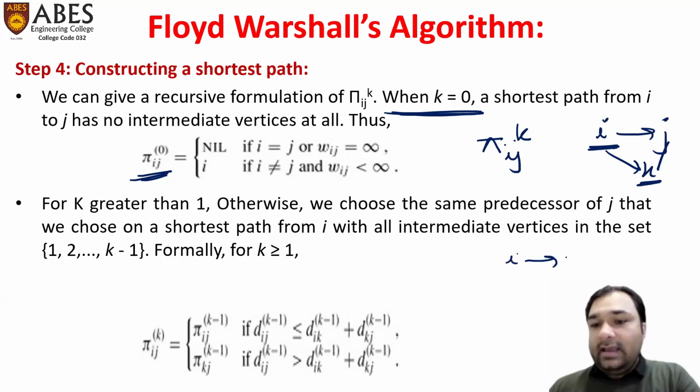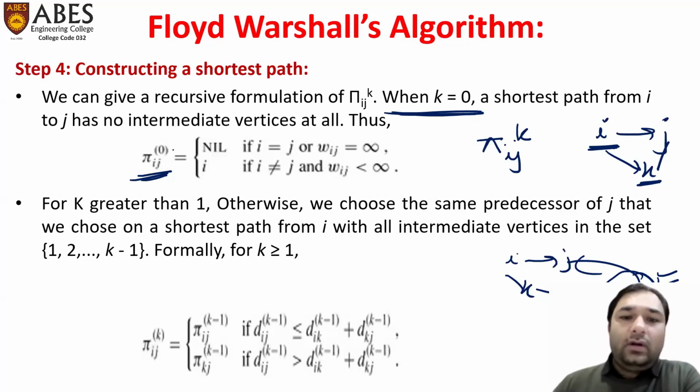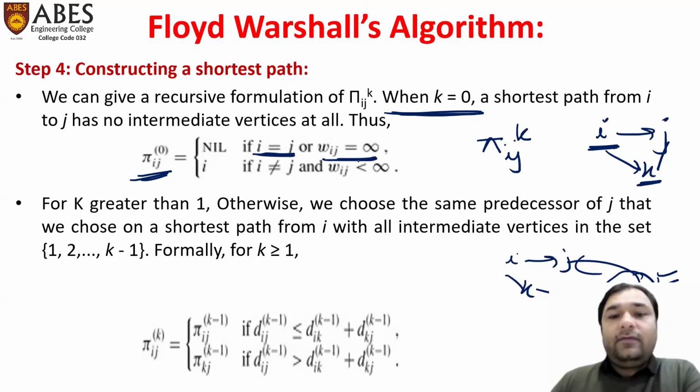If we are going from i to j, then we are coming to k, then we are coming to L, then we are coming to M, then we are going to j, then the immediate successor node must be printed because this will return an optimal solution. So what we are saying is, when there is no intermediate vertex, and there are the cases that if i equals j, that is a self loop, or wij is infinity, there is no path, it will return nil. If there is some weight or i is not equal to j, it will simply be returning i.